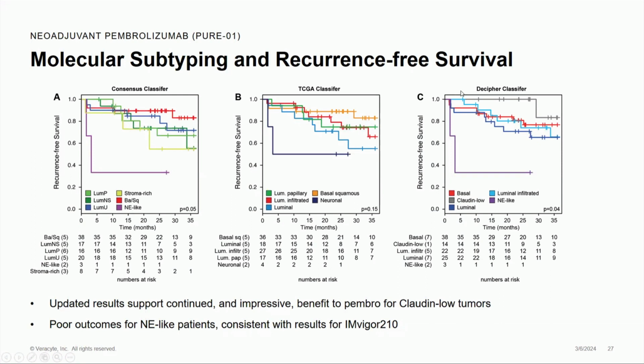But when you look at Decipher Bladder, the Decipher classifier, their Claudin-low patients, so these are the patients that have very, very high levels of immune infiltration, actually have almost exquisite outcomes. We have about 14 patients, only a single event in 3 years. So this is one of the first pieces of evidence that we have that a subtyping classifier can be used to predict benefit to immune checkpoint inhibitors. And this is why I think it might be a bit better than TMB or PD-L1 staining.